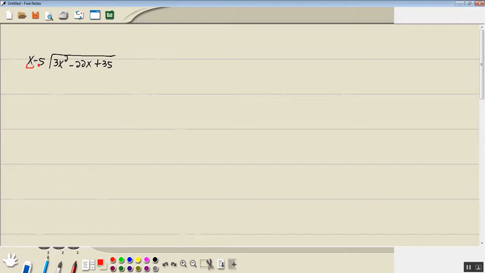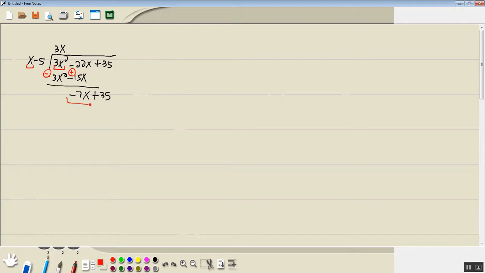Okay, so we'll take a look at the first term of each side, what goes up on top. You ask yourself what times x gives you 3x squared, and that'd be 3x. Now, whatever you put up on top, you multiply by what's on front. 3x times x is 3x squared. 3x times negative 5 is negative 15x. Now we want to subtract that line, which means we flip signs. 3x squared minus 3x squared drops away. Negative 22x plus 15x gives us negative 7x. And then I'll bring down the plus 35.